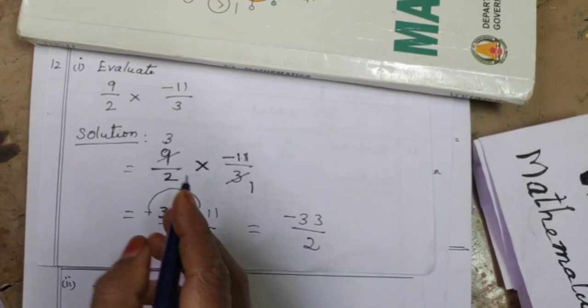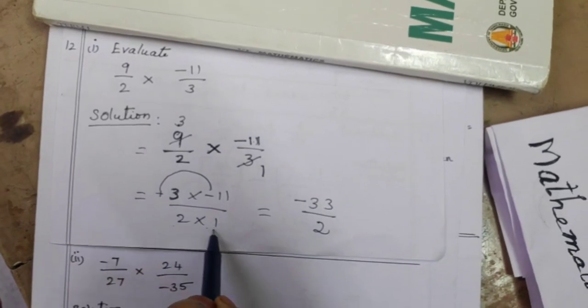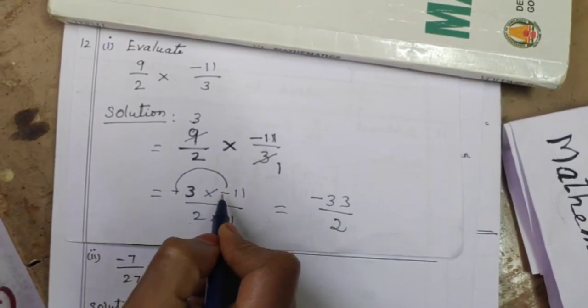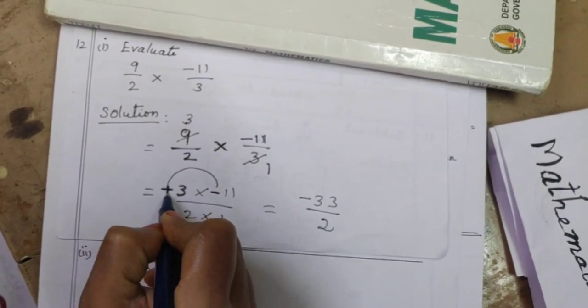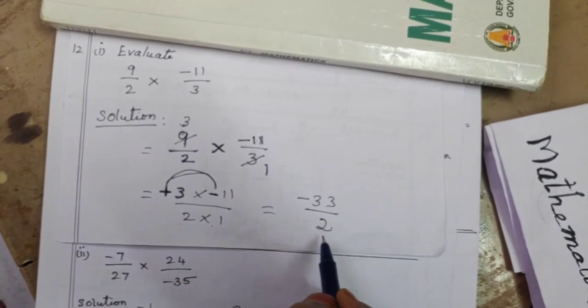Here comes the answer: 3 into minus 11 divided by 2 into 1. Now 3 11s are 33, 1 2 is 2. Here the symbol is minus, and here is there any symbol? Which symbol is there? Plus. Plus into minus is minus. So minus 33 by 2.